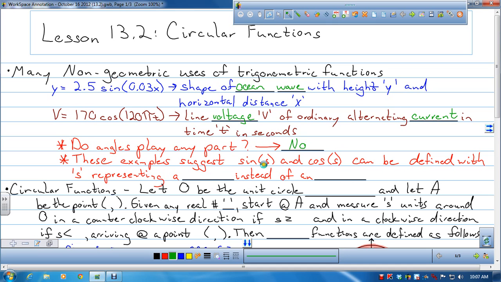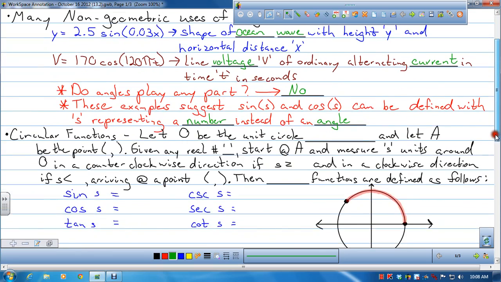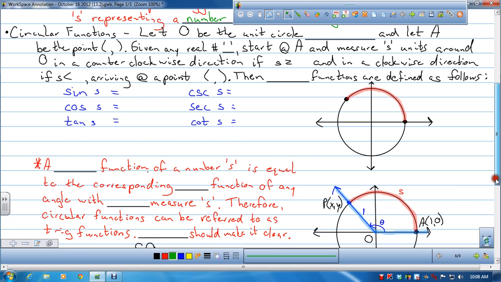So these examples suggest that both sine and cosine, as they're used up here, can be defined with s, which will represent a number instead of an angle. Essentially what this is saying is we can use these trigonometric functions, sine, cosine, tangent, and their reciprocals to help us evaluate different formulas and whatnot. So let's get started with this whole idea.